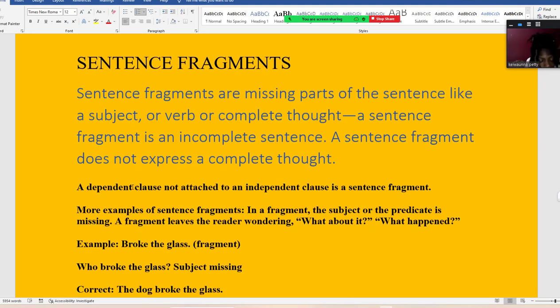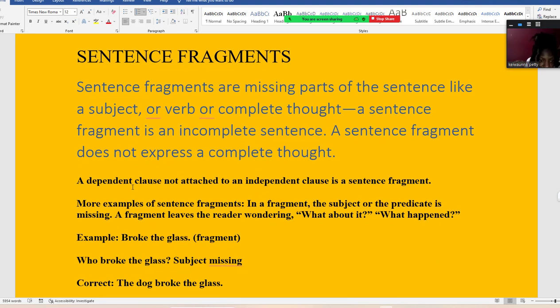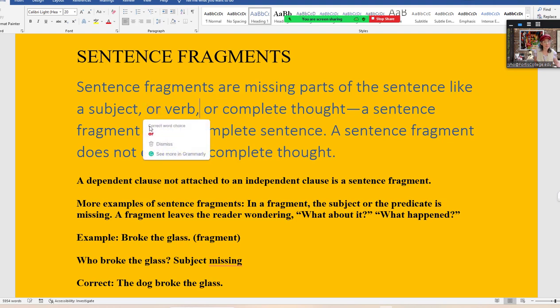Not that much. Sentence fragments. So sentence fragments are missing parts of the sentence, like a subject, a verb, or a complete thought. See, this is why I like Grammarly. So a sentence fragment is an incomplete sentence. A sentence fragment does not express a complete thought. A dependent clause not attached to an independent clause is a sentence fragment.